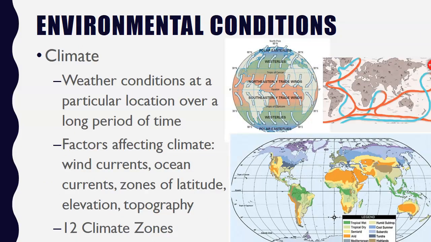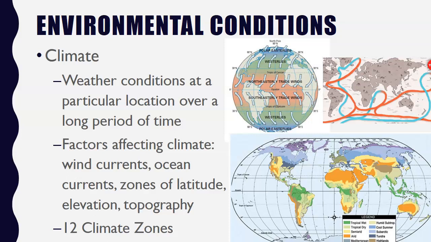Now, while weather is your weather conditions at a particular location over a certain period of time, climate is our weather conditions at a particular location over a long period of time. Our climate is the trend of our weather. And there's a lot of factors that affect our climate. Wind currents impact our climate because hot air tends to flow toward the poles and cold air tends to move toward the equator. And all of that is at an angle due to the curvature of the earth.